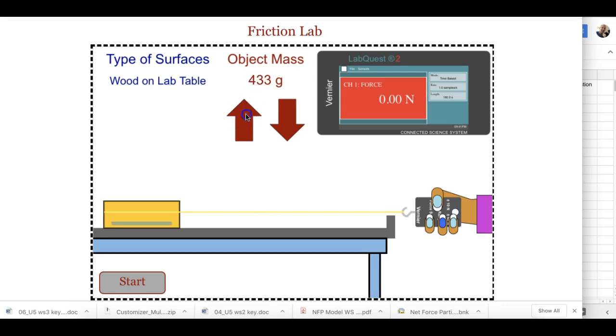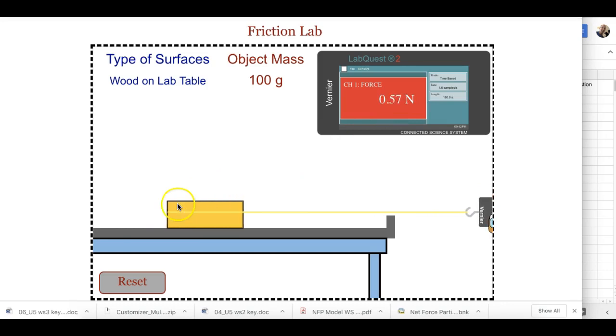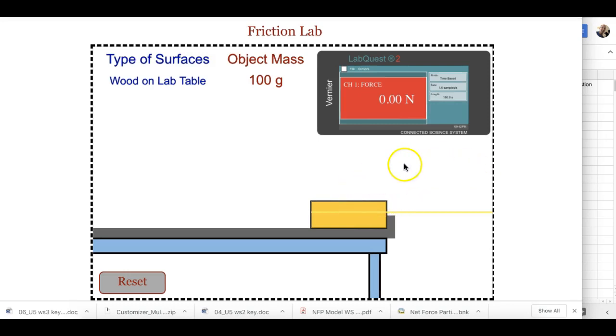You can increase and decrease the object's mass. So go ahead and knock that all the way down to the bottom, so it's about 100 grams. At this point, you're going to hit start, and when you hit start, it's going to sit. This force is going to continue and increase until, boom, that block should start moving to the right at a constant velocity. So what does that do?